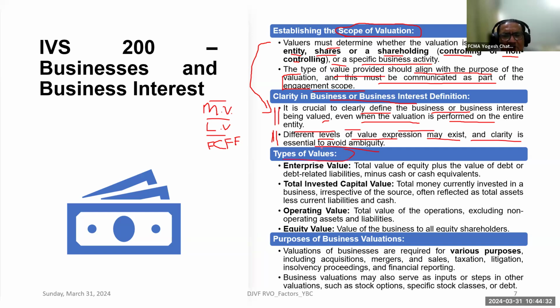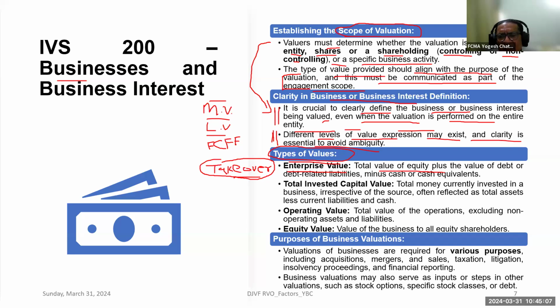Now, these are the types of value when we are making the evaluation of a business. So types of value: enterprise value. Enterprise value, as we all are aware, is also considered as the takeover value. For a listed company, what a valuer normally determines is the takeover value or the enterprise value. So we all know the meaning of enterprise value.